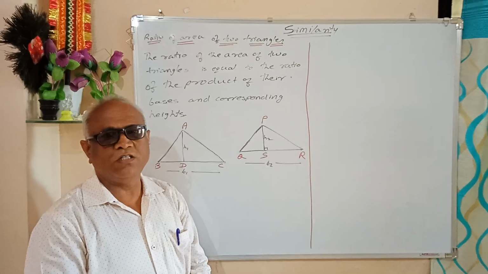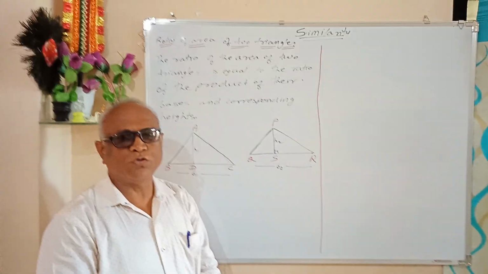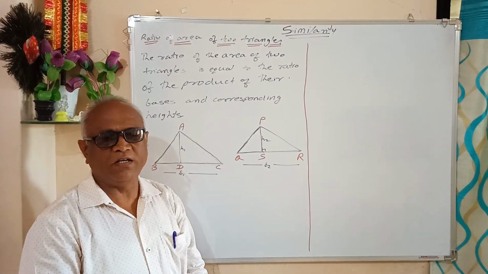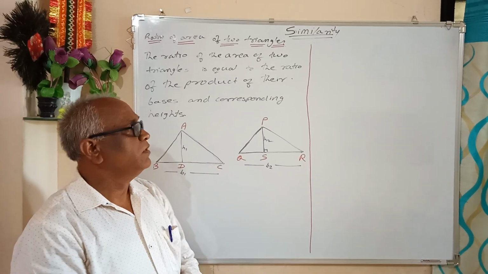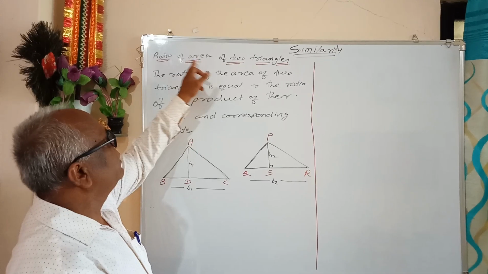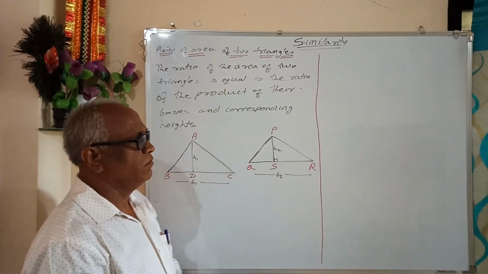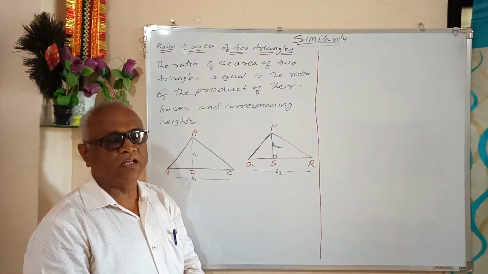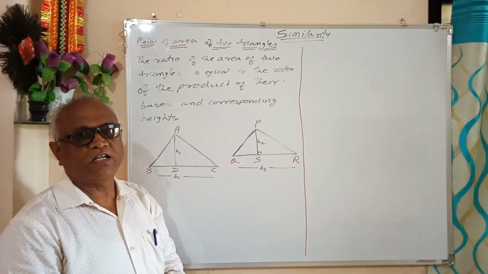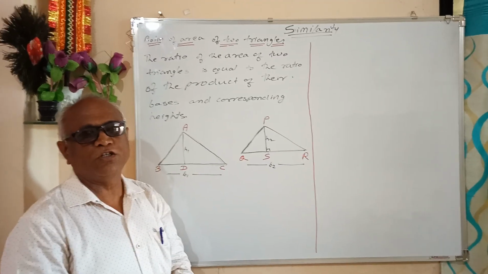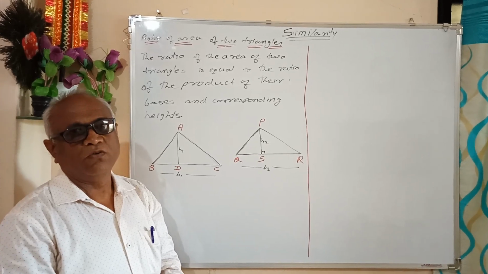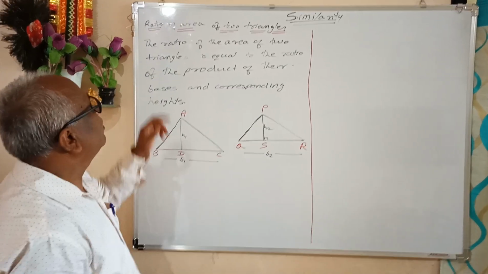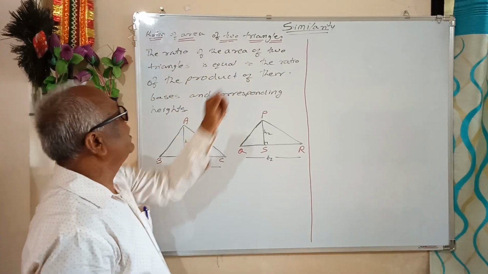Now we are going to see the standard 10th Maths 2, chapter number 1, similarity. In this similarity, we are going to see first the ratio of the areas of two triangles. For this, we need the area of a triangle. We know from 8th standard we have studied that area of a triangle is equal to half base into height. By using this, we are going to see the ratio of the areas of two triangles.